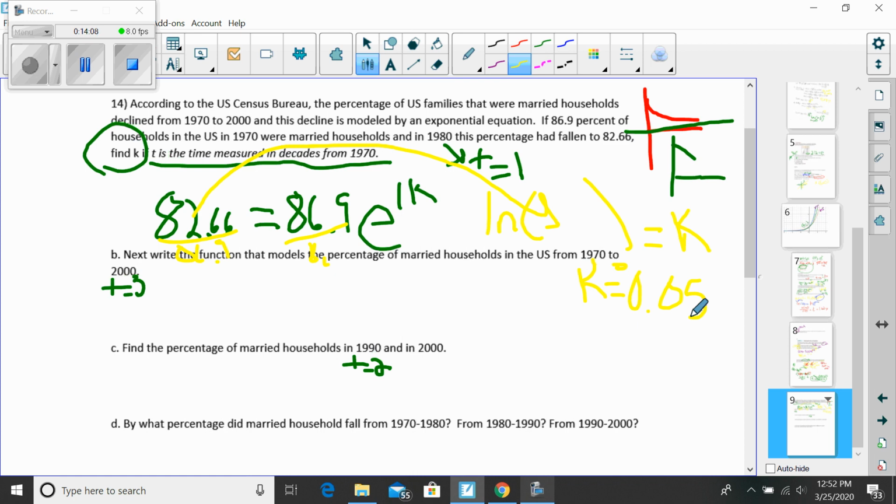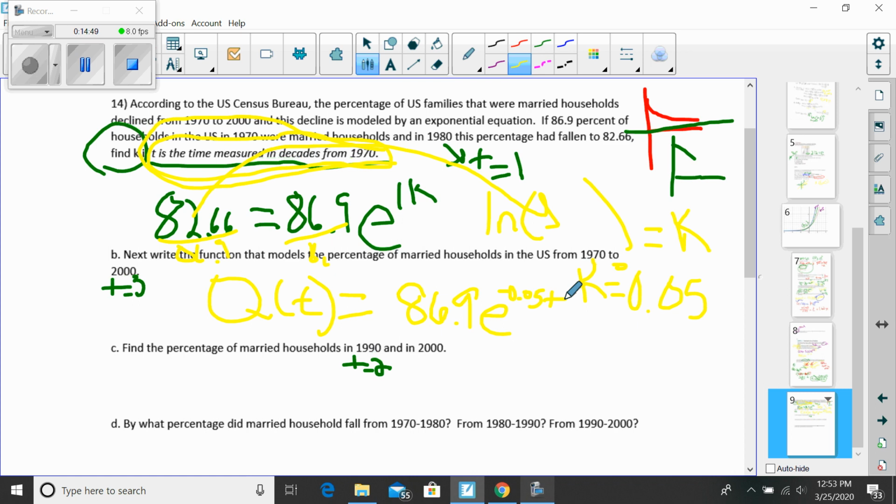Okay, so my function is Q of T, where T is decades since 1970. All right, it's right up here in italicized, decades since 1970. That equals, now I started my stopwatch in 1970, so that's how I know that I put this as my initial amount, because that's where the clock started. E to the negative 0.05 T.